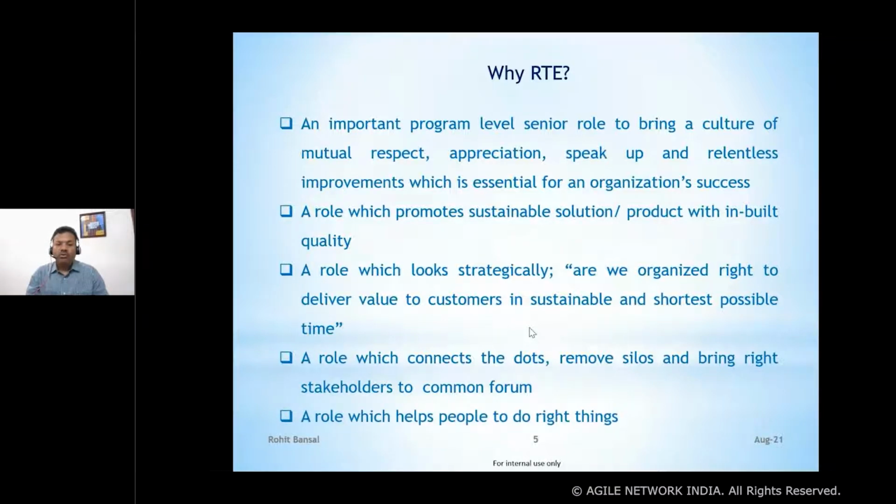And finally, a role which helps people to do the right thing. So for me, these are the main important aspects for which any organization needs an RT if they are adopting SAFe or any equivalent scaled framework.